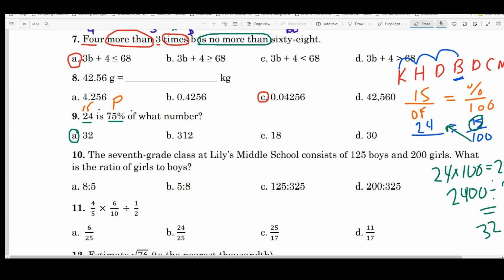If we take a look at our last question, number 10, it says the 7th grade class at Lily's middle school consists of 125 boys and 200 girls. What is the ratio of girls to boys?